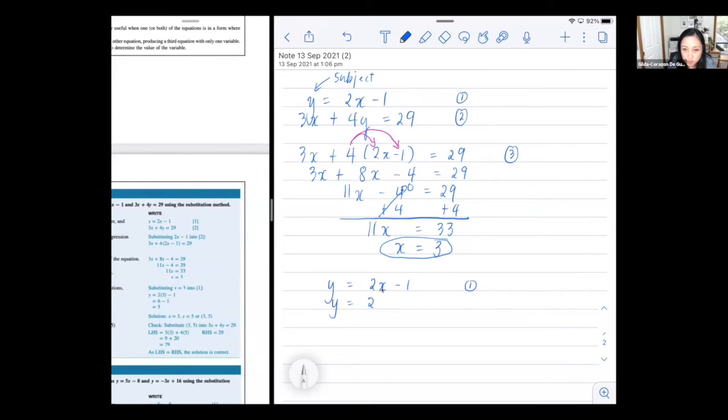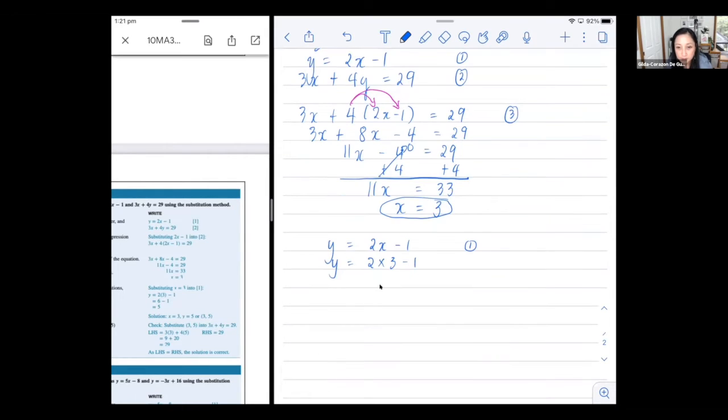2x means 2 times x, and therefore I'm multiplying 3 to 2 minus 1, correct? And therefore I've got now what? 2 times 3, I have 6. 6 minus 1 gives me 5. And therefore I now have my solution.